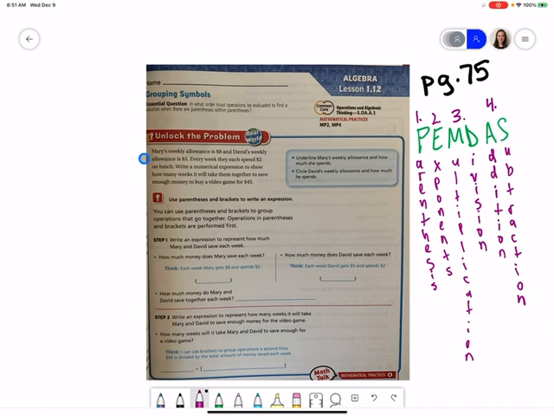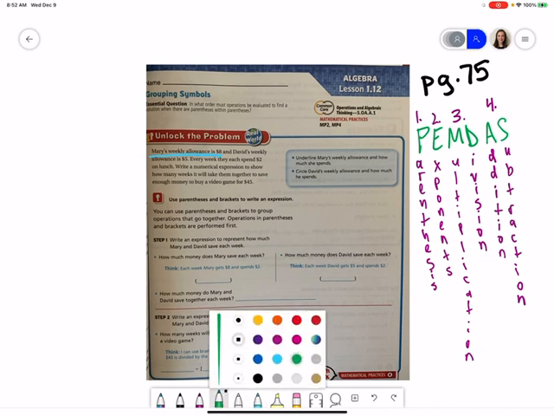So here's our example for today. Mary's weekly allowance is $8. And David's weekly allowance is $5. Every week, they each spend $2 on lunch. Write a numerical expression to show how many weeks it will take them together to save enough money to buy a video game for $45. So first, we're going to start by underlining Mary's weekly allowance. We're going to do that in blue. Mary's weekly allowance is $8.